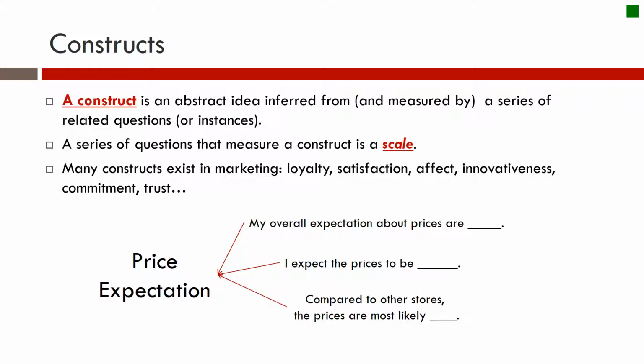We'd also do the same for I expect the prices to be, and maybe again we could do unfavorable, favorable for that, or low or high or something like that. Then here's the third question, compared to other stores, the prices are most likely, and again, low or high or unfavorable, favorable, something along those lines. It's good to keep the same scale anchors. You don't necessarily have to, but it's ideal to do that. But the point here is that these 3 questions would indirectly measure price expectation. And then when we put the 3 together they would form this construct called price expectation.